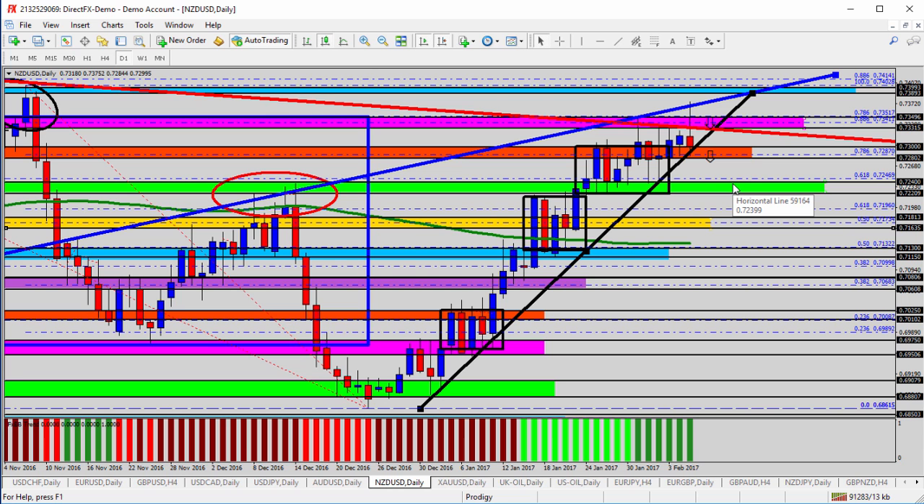That would also break one of the Fibonacci levels as well. That would also break the black trend line. And we look for further reversal here. And of course, that would be in the direction that the market's been going today.